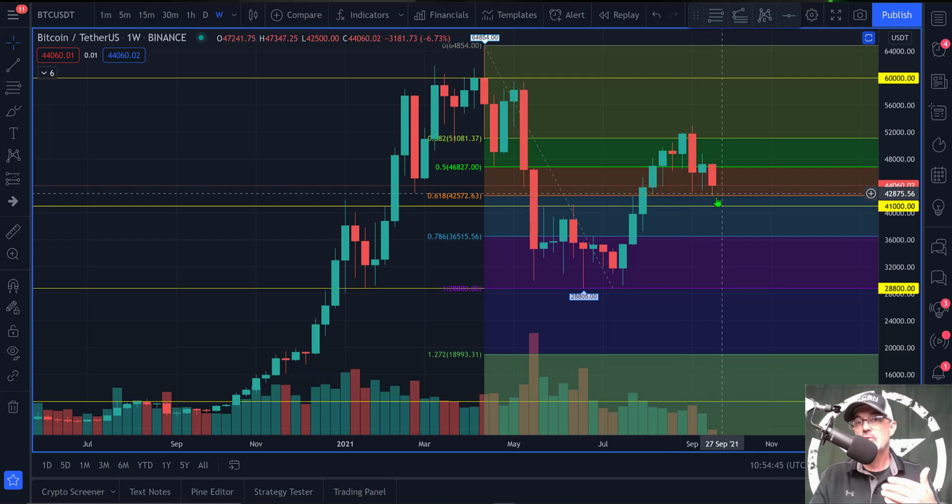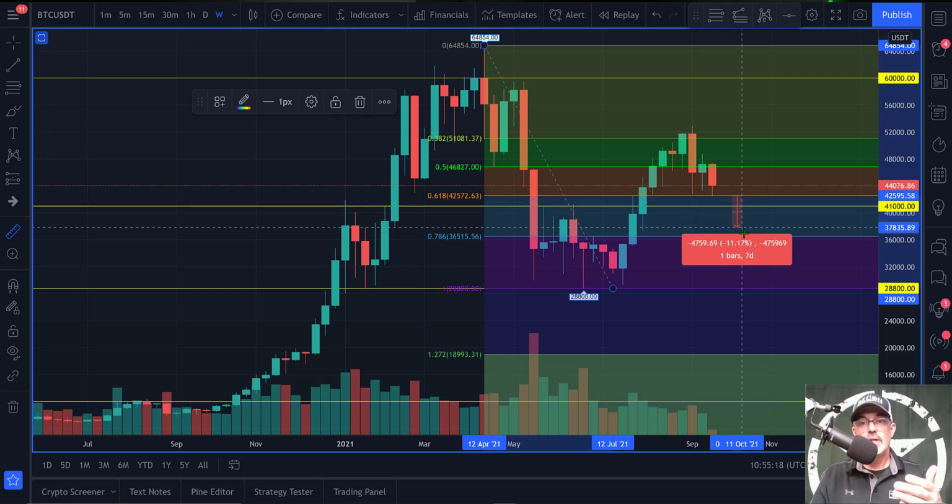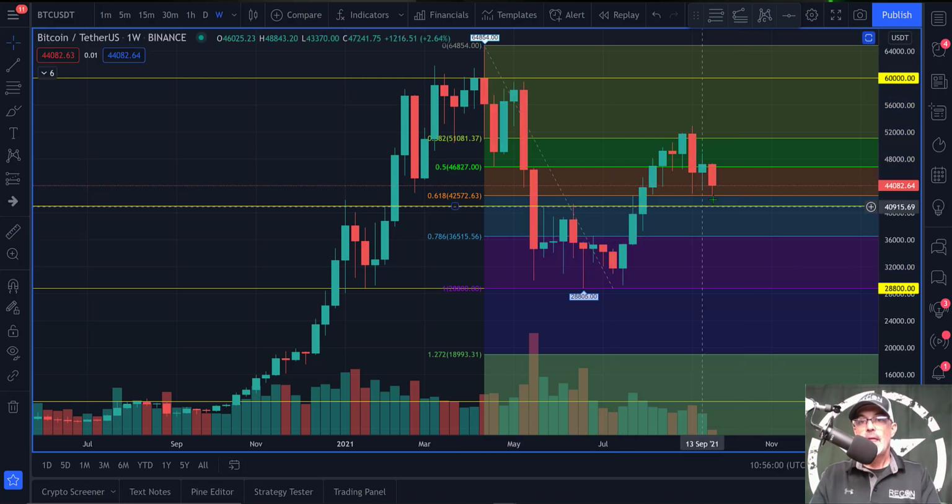If we break the 618 level, I will open up a short position with a profit target of somewhere around the 786 level. Or if we still see a lot of weakness, then I could even target down around the 28.8 level, which would be, if we just go for the 786 level, around a 15% return. And if you use a little bit of leverage on that trade, you can multiply that figure upwards to a nice chunk of profit.